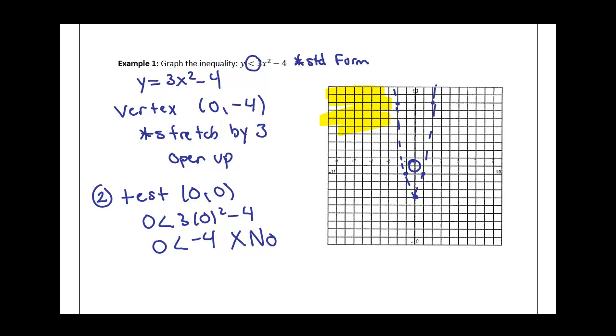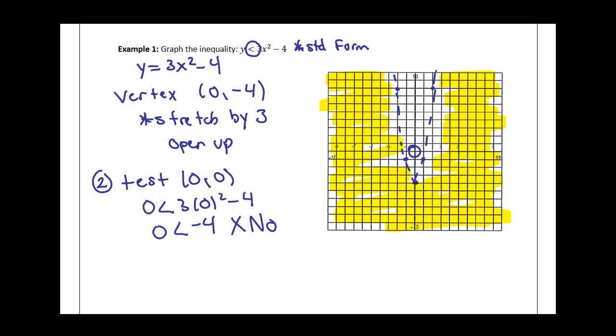So we need to shade all of this area here. Those are where our solutions lie for this quadratic inequality. There we go. That's exactly what we're going to be working with in this unit.